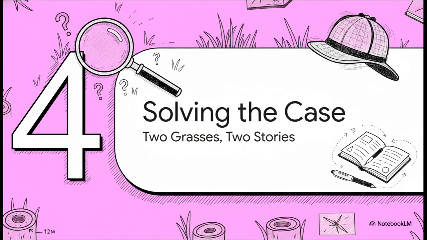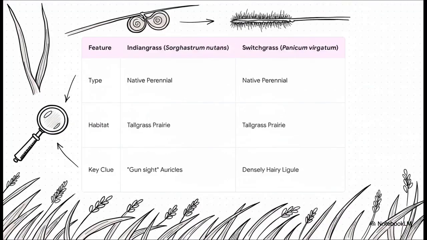Okay, toolkit assembled. We know the lingo, we know what clues to look for, so now let's put our new detective skills to the test and solve a couple of real-world cases. So here are our two suspects, Indian grass and switchgrass. Now both of these are native prairie grasses, but they each have a dead giveaway, a single clue that just cracks the whole case. For Indian grass, it's all about the auricles, and for switchgrass, the secret's in the ligule.